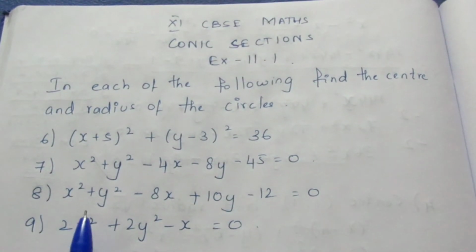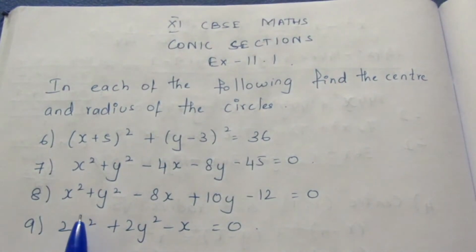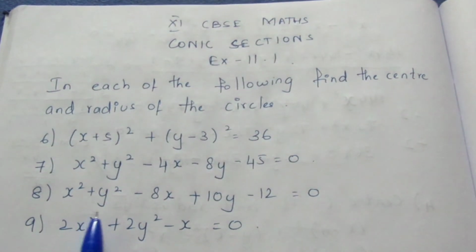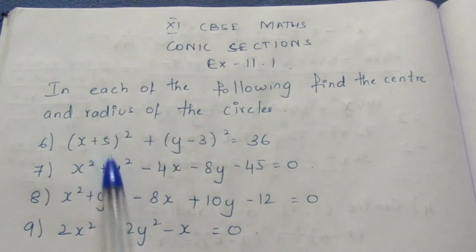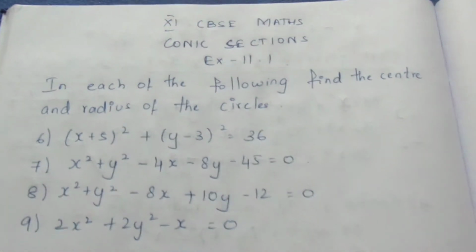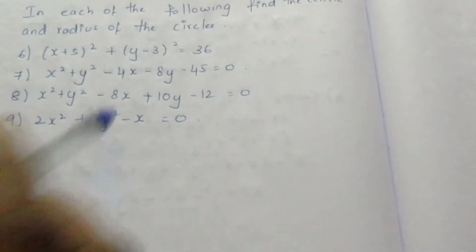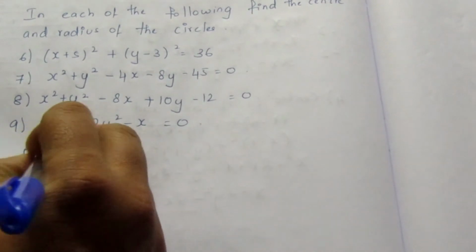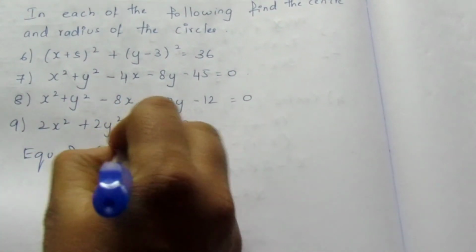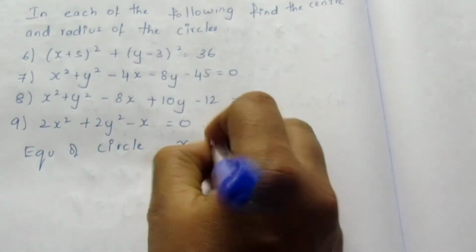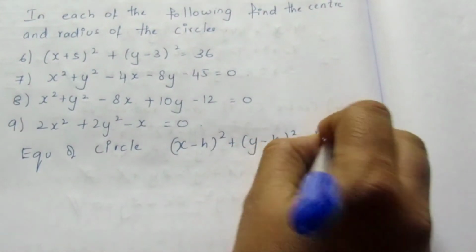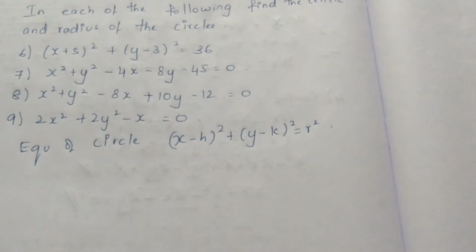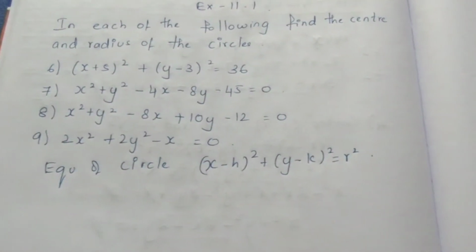Sum in this video. Let's see the question. In each of the following, find the center and the radius of the circle. So we need to find the center and the radius of the circle. Here the equations are given. First we should know the equation of a circle. So the equation of a circle will be x minus h the whole square plus y minus k the whole square equal to r square. This is the required equation of the circle.